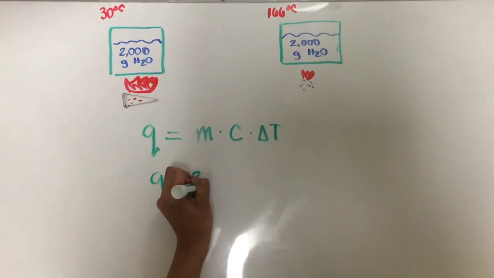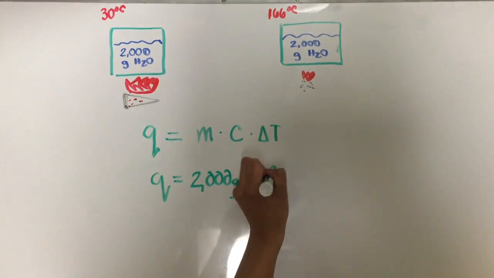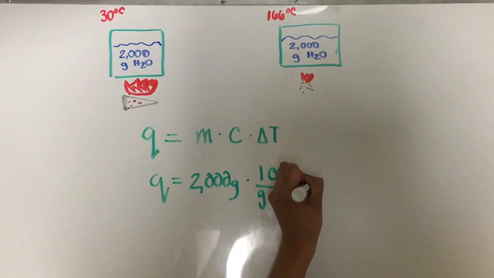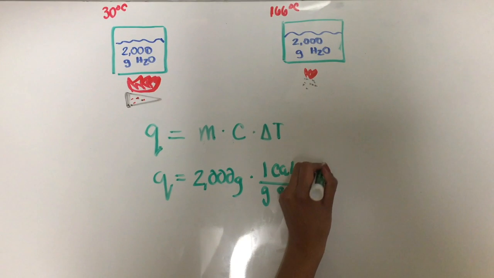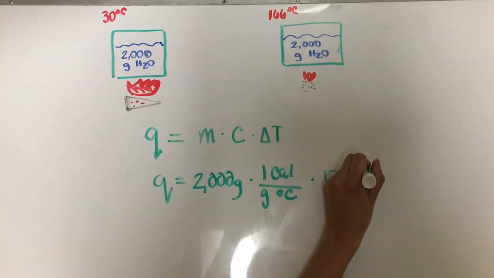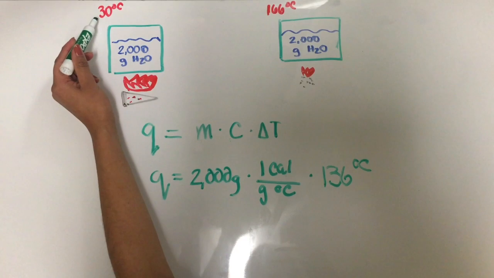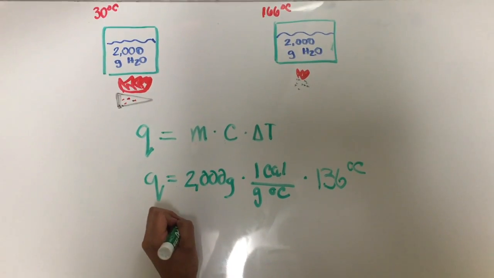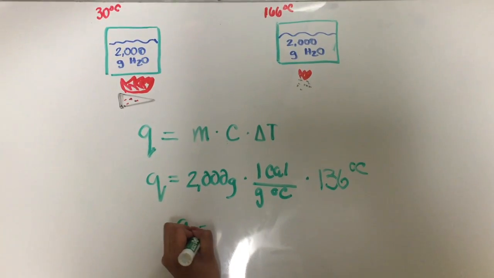We were given M, which is 2,000 grams of water. The specific heat of water is 1 calorie over grams times degrees Celsius. The information can be Googled. And delta T we get by subtracting our final temperature minus our initial temperature. In this case, our final was 166 degrees Celsius and our initial was 30 degrees Celsius, which makes our delta T 136 degrees Celsius.